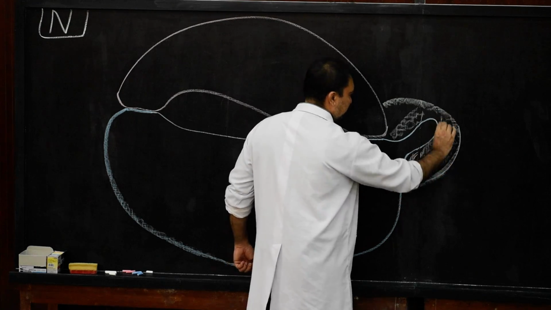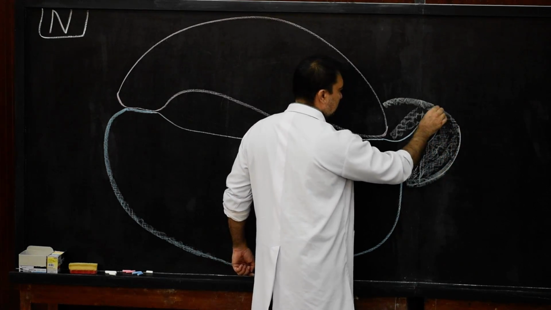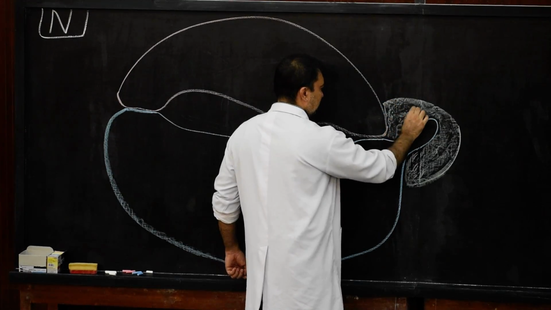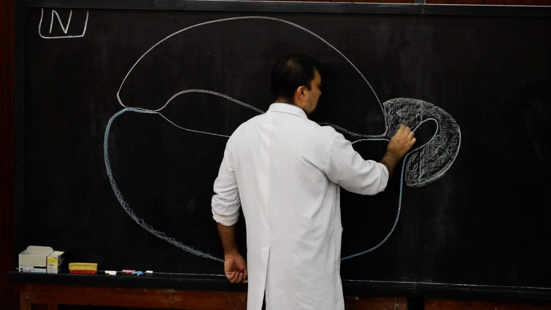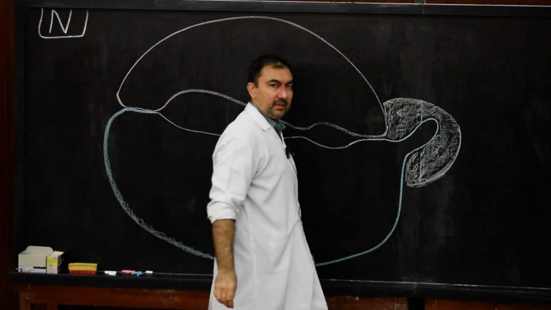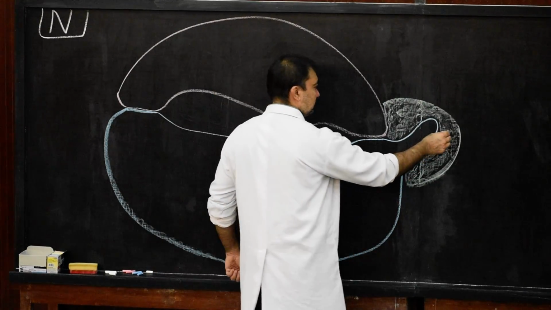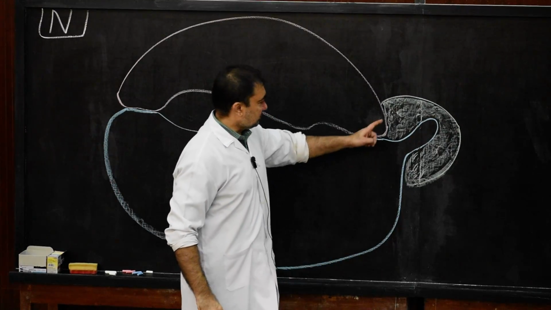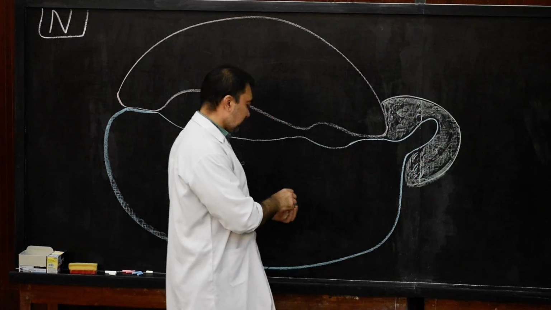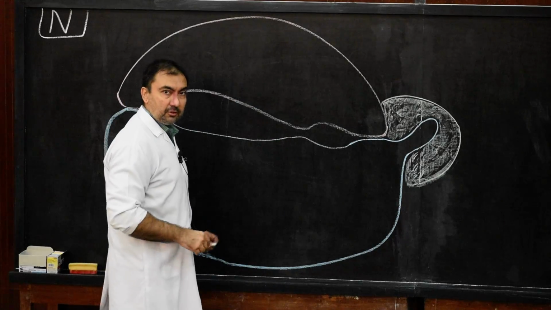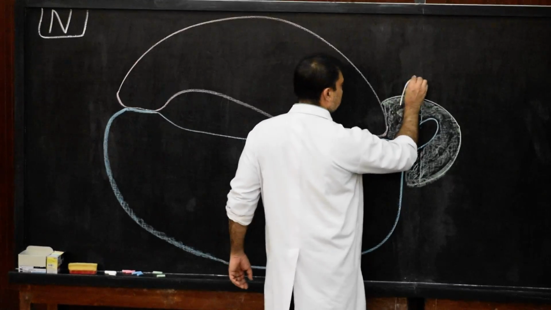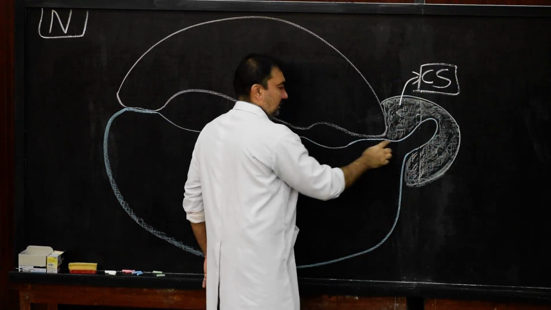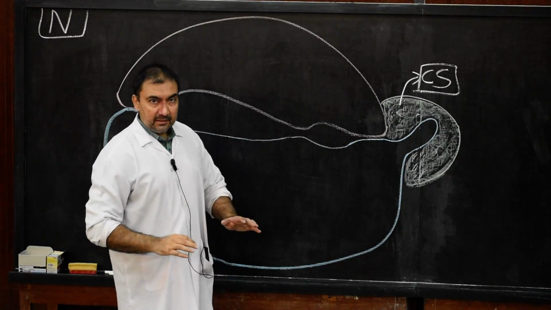If you recollect the previous stages, what we have shown, this extra embryonic mesoderm which is present in the caudal end of the germ disc. From this extra embryonic mesoderm there will be development of connecting stalk. So therefore this extra embryonic mesoderm is nothing but connecting stalk. So therefore here we start marking connecting stalk. Very simple. So now we got a fair amount of idea.